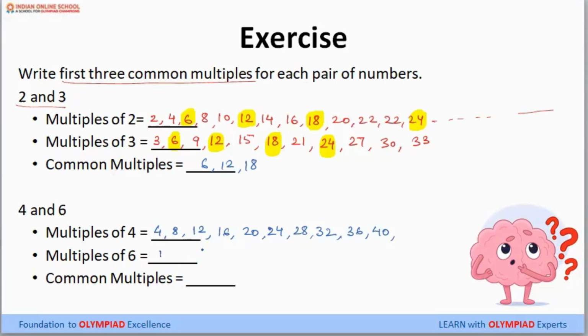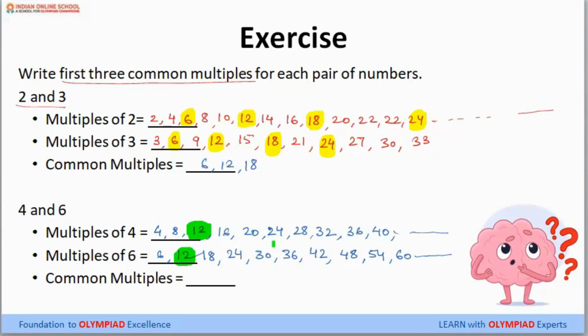6 ones are 6. 6 twos are 12. 18. 24. 30. 36. 42. 48. 54. 60. And so on. Correct? Now, Garvit, tell me the common ones. Ma'am, 12.